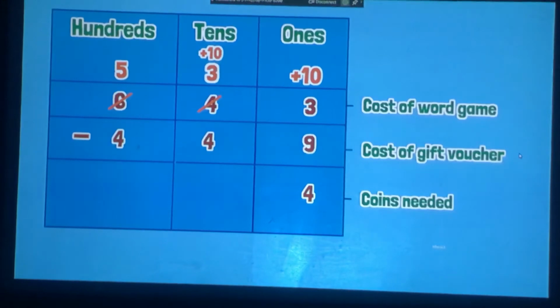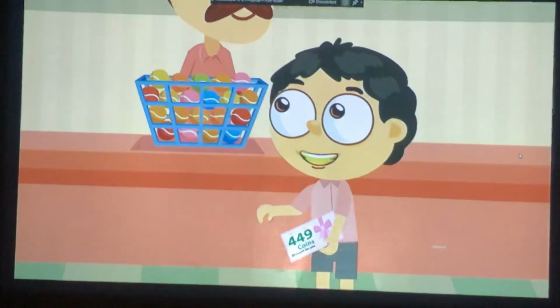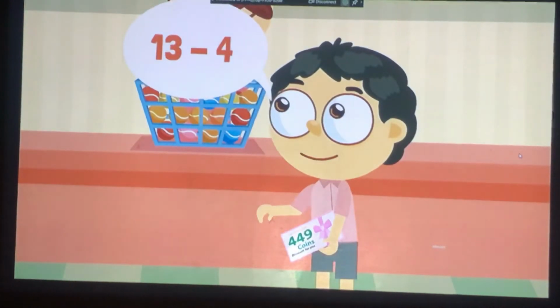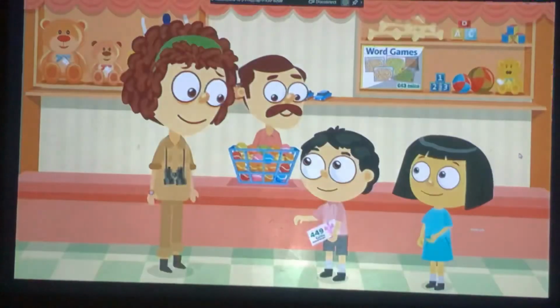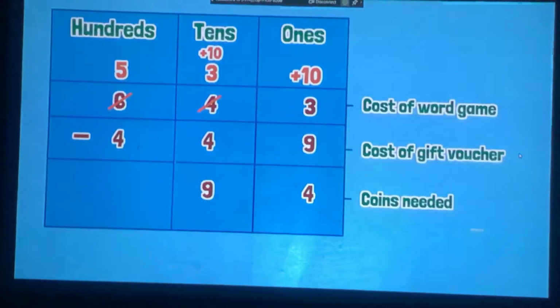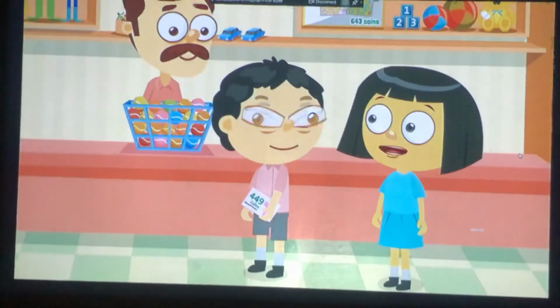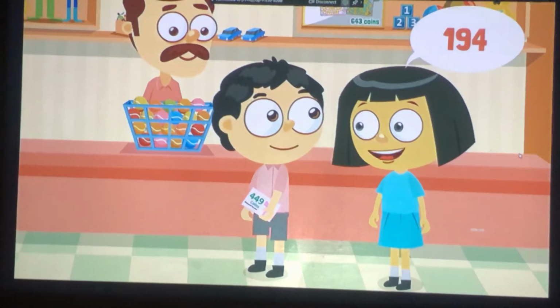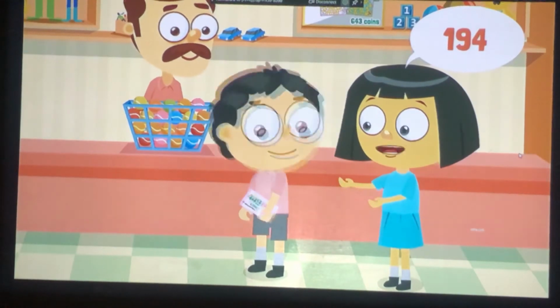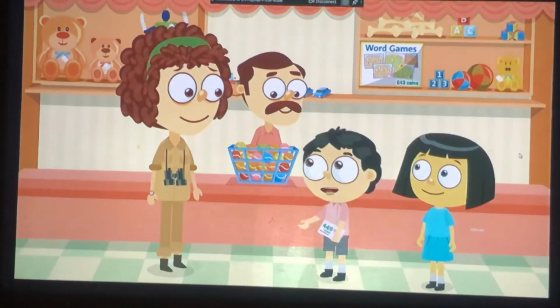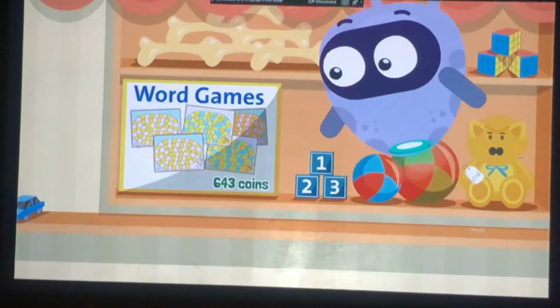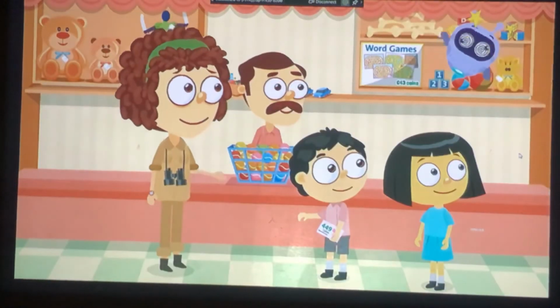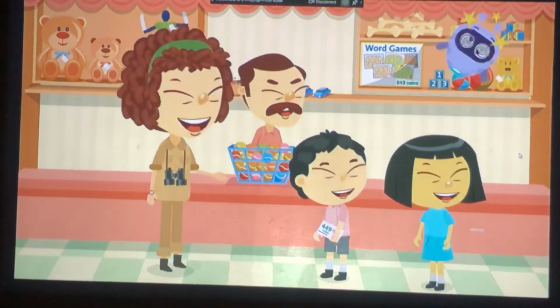We had a 3 in the tens place. 13 minus 4 is 9. Correct. And 5 minus 4 is 1. So you have to pay 194 coins for the game along with your gift voucher. I can buy it then. Be careful, our little robot.